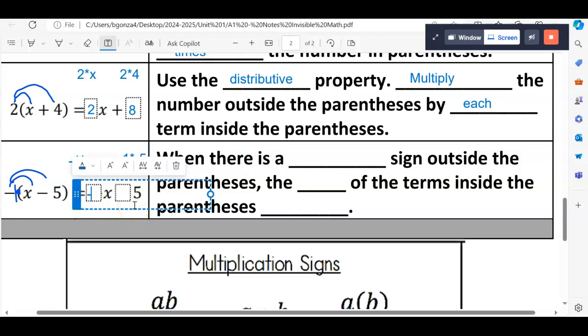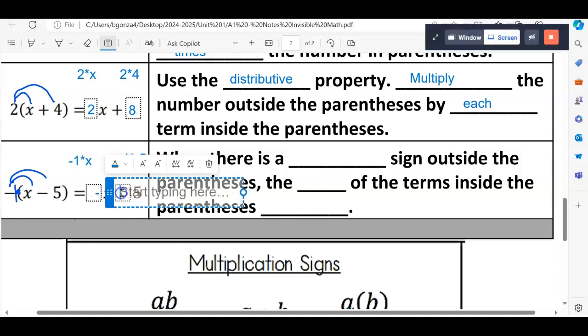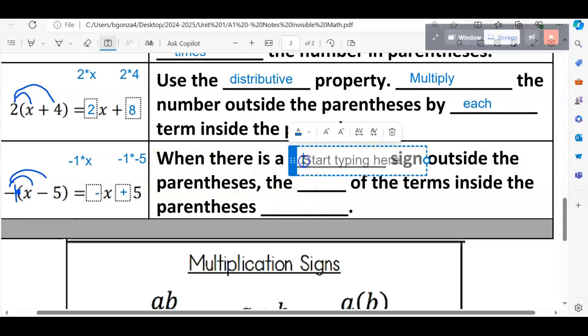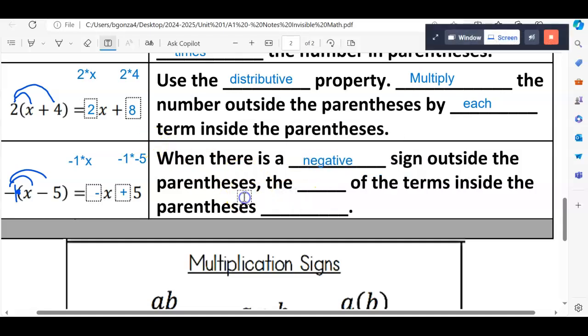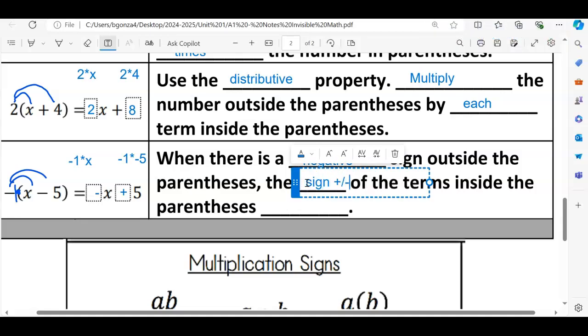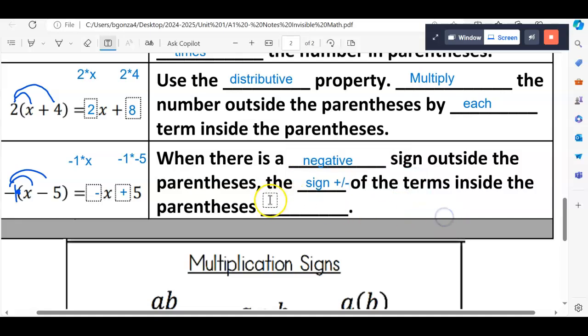Now, -1 times x is just straight up -x, right? The -1, the 1 goes away, the negative stays. Now, what's a negative times a negative? Positive. That's a +5, okay? So here's the rule. Here's the trick. When there is a negative sign out front, outside the parentheses, the plus or minus sign of the terms inside the parentheses change. Okay.